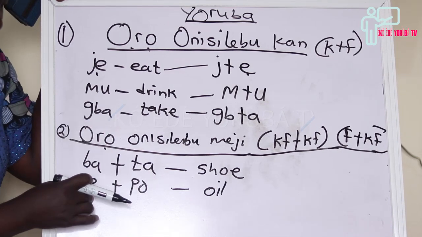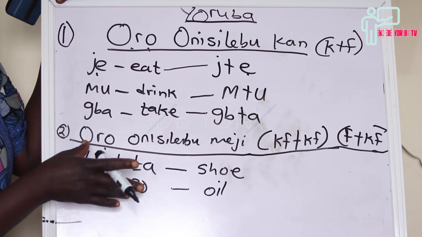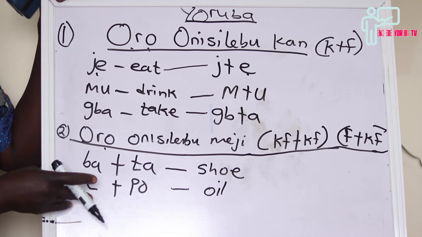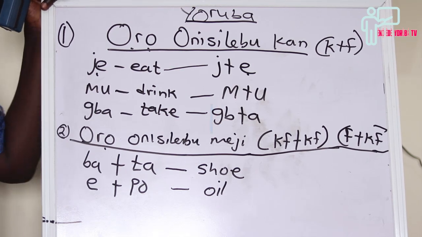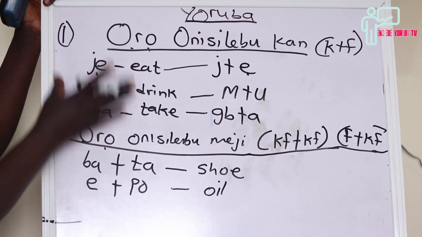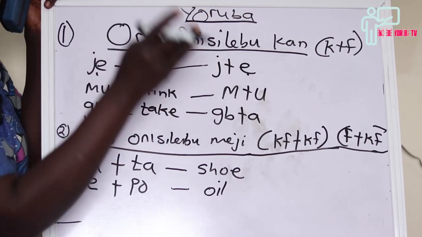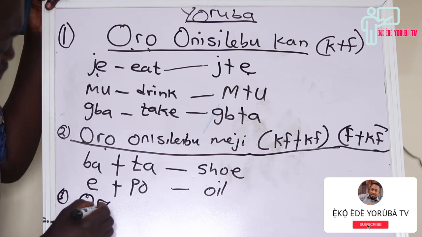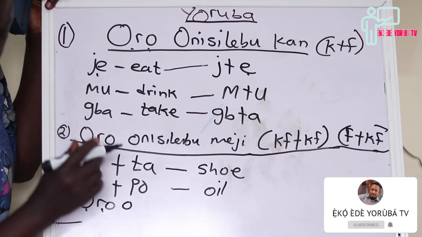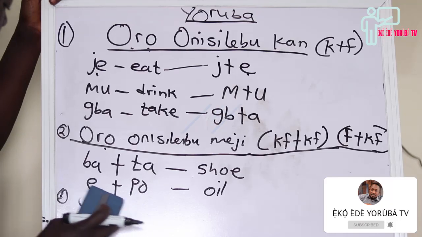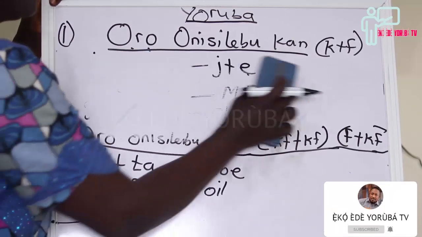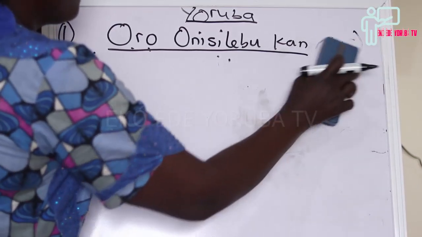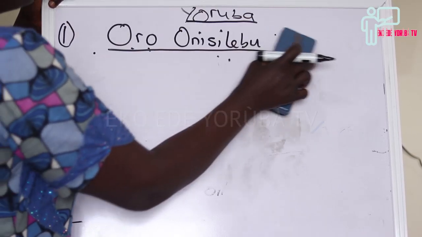Now, this is it. I've told you, I've made some example about Oro Onisilebu Meji, the two syllable. So we are going for syllable meta now. That is why I take it from Oro Onisilebu kan, Oro Onisilebu Meji. Now this one will now be Oro. I'm coming. Sorry, let me write it up. Oro Onisilebu mẹ́ta.